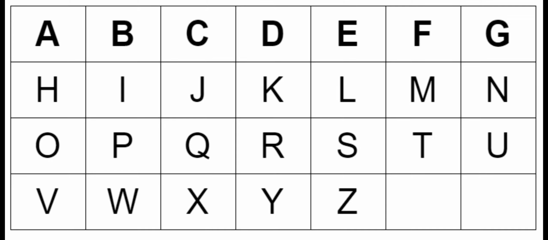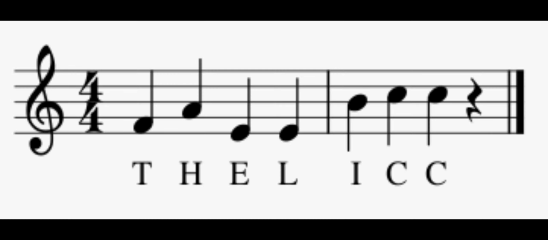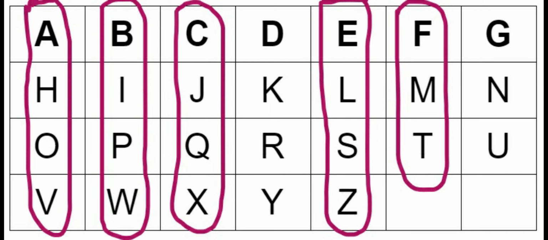You can hide the letters H, O, and V with the note A, you can hide I, P, or W with the note B, and so on. So it's easy to encrypt messages. I'm going to try to encrypt the Licc, THELICC. Upon doing that, this is the melody that I create. This is what it sounds like. Honestly, not too bad for an encrypted message.